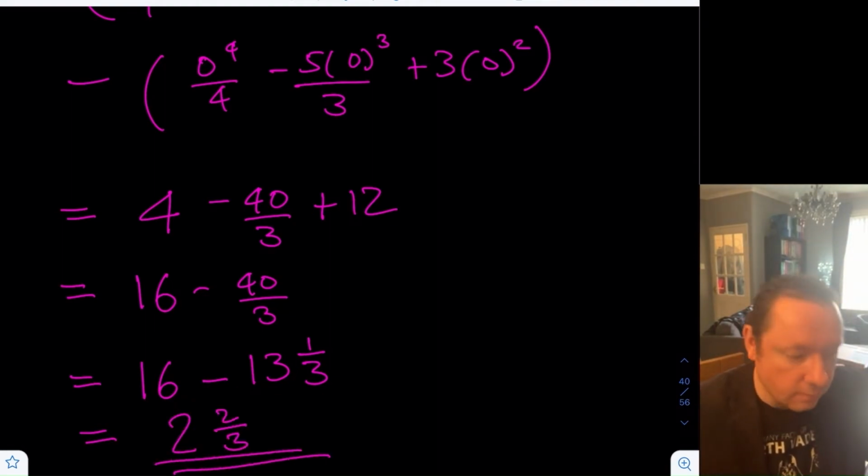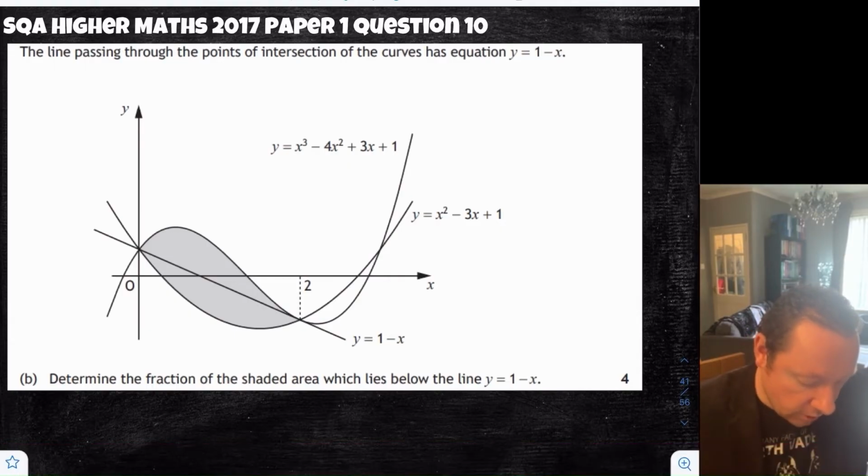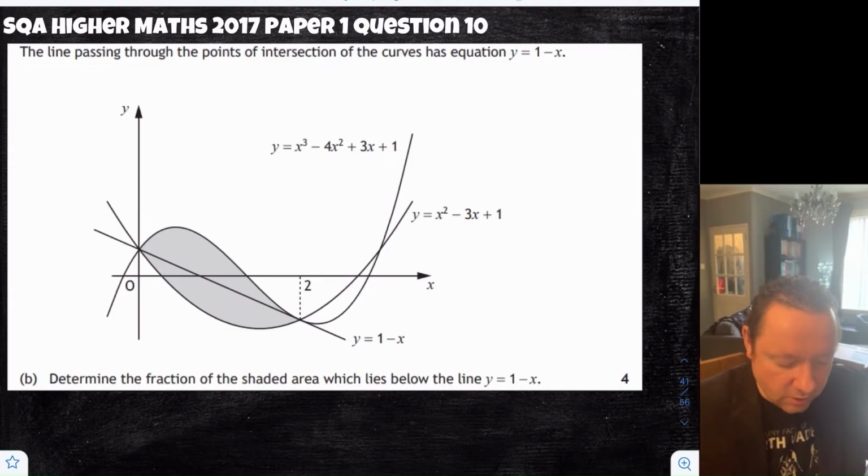And we're done there. Part B says the line passing through the points of intersection of the curves has the equation y equals 1 minus x. What fraction of the shaded area lies below the line? So we need to work out what the integral is below the line and see what fraction of the whole that is. You should be able to guess what the answer should be just by looking at it, but you can't guess. You have to do it.